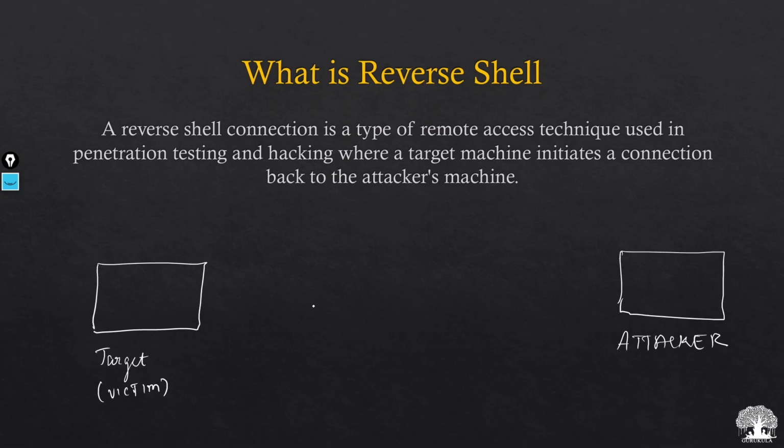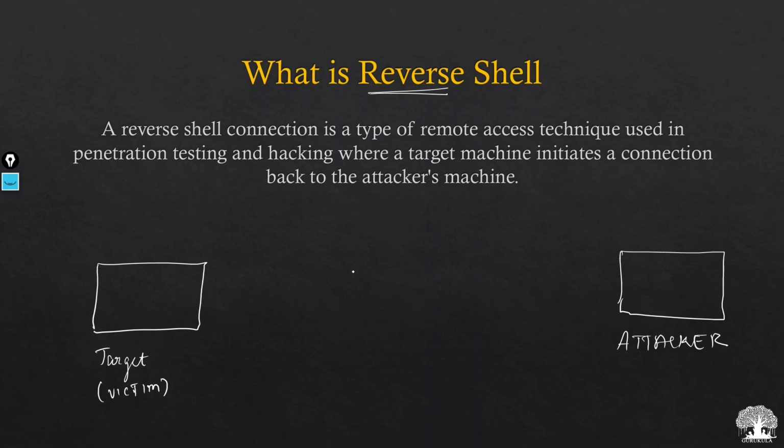So how is it possible? Why would a target system reach out to an attacker, or why would a target system establish a connection to the attacker's machine, allowing the attacker to hack into the system? So let's make it very clear. The answer lies in the term reverse shell. Why is it called a reverse shell?